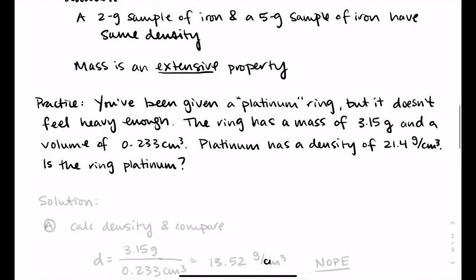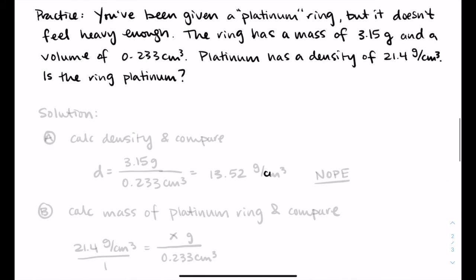So our practice problem says you've been given a ring that is supposed to be platinum, but it doesn't feel heavy enough. The ring has a mass of 3.15 grams and a volume of 0.233 cubic centimeters. Platinum has a density of 21.4 grams per cubic centimeter. Is the ring platinum? Okay, so our density units look a little bit different, right? We have a different mass unit, we have a different volume unit, but that's okay. What matters is that we have mass per unit volume. So these are valid density values that we can look at.